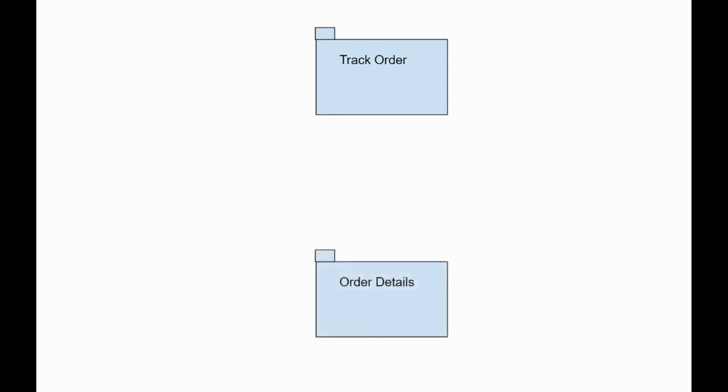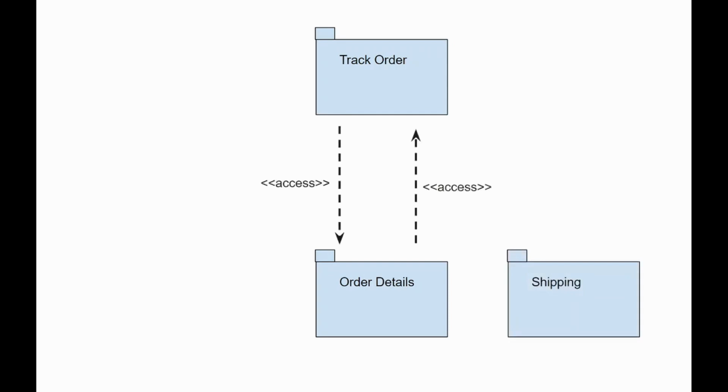After receiving the details of the order, it needs to know the shipping details. So let's introduce a shipping module. And now let's determine the dependencies between them. The track order module must receive the order details from the order details module. In response, the order details module requires the information provided by the client. Two modules communicate with each other, which provides the access dual dependency.